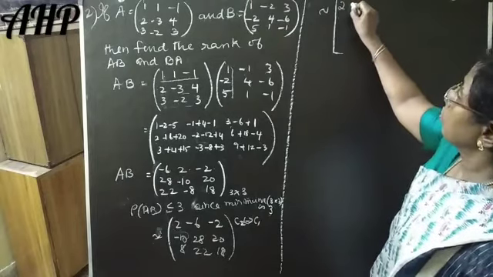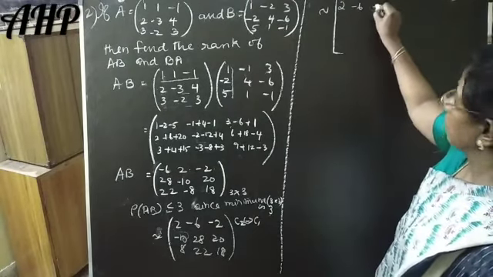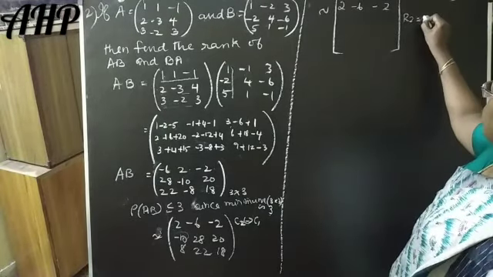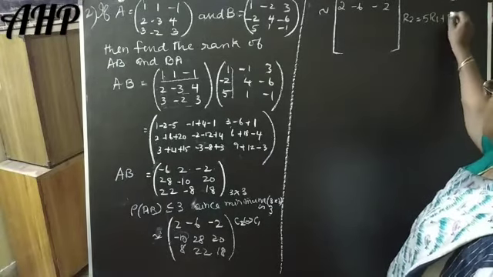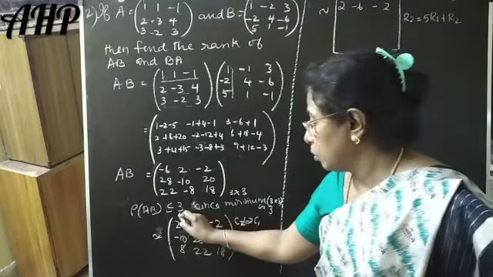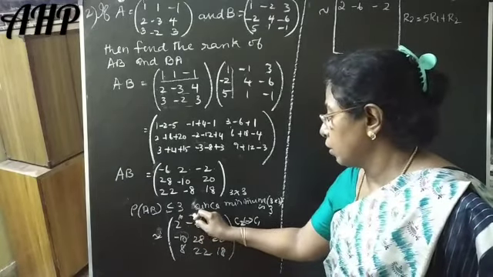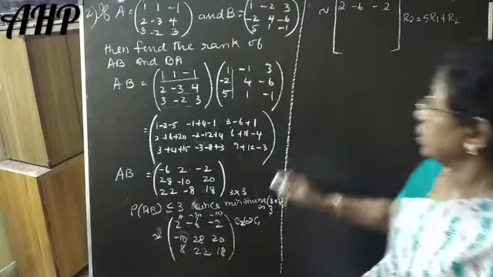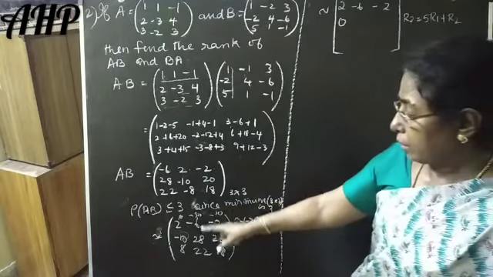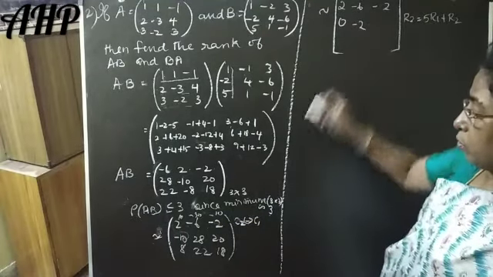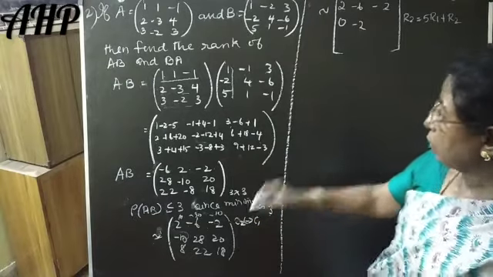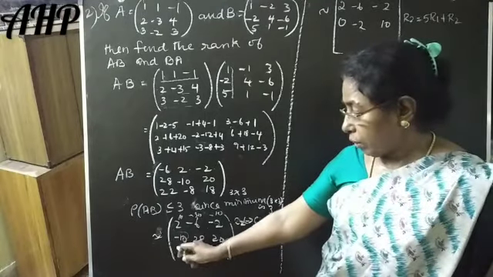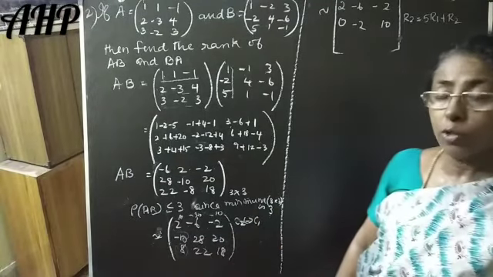So the first row you write as it is, and your R2 is going to be 5R1 plus R2. So 5R1: 5 into 2 gives you 10, 5 into minus 6 gives you minus 30, 5 into minus 2 gives you minus 10. So you add these two: plus 10 minus 10 gives you 0. Minus 30 plus 28 gives you minus 2. Minus 10 plus 20 gives you plus 10.